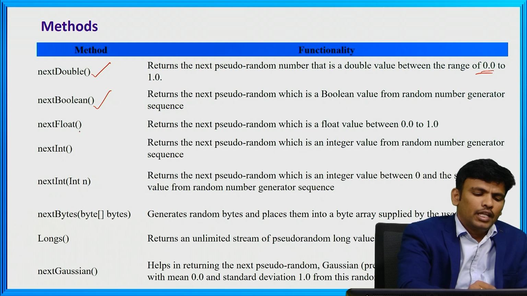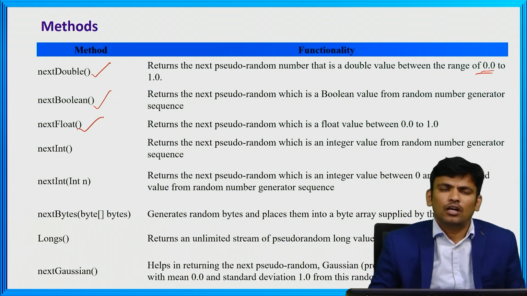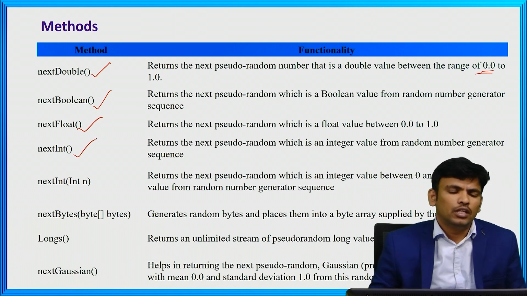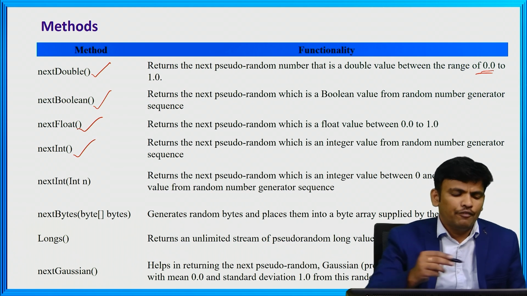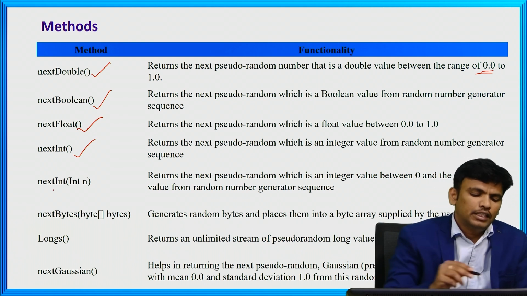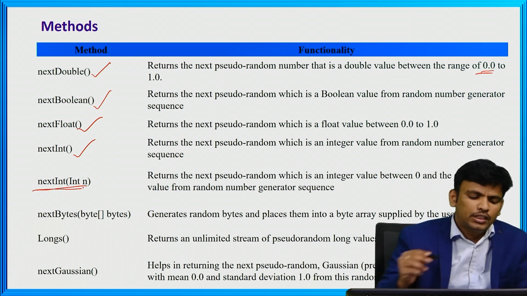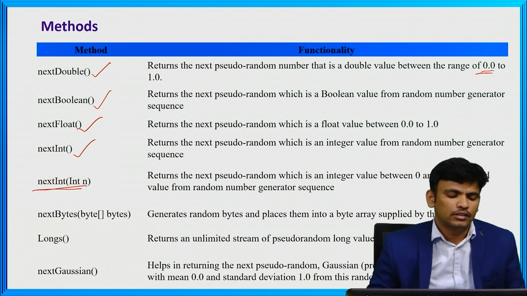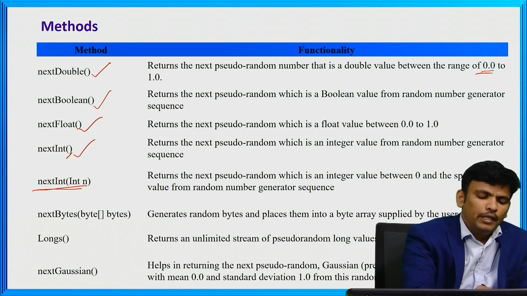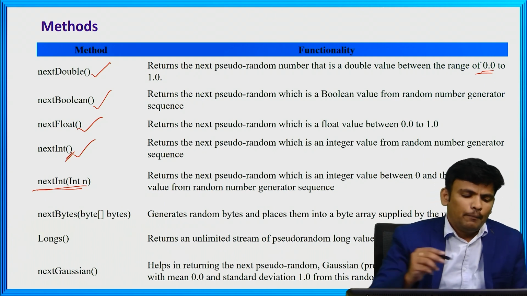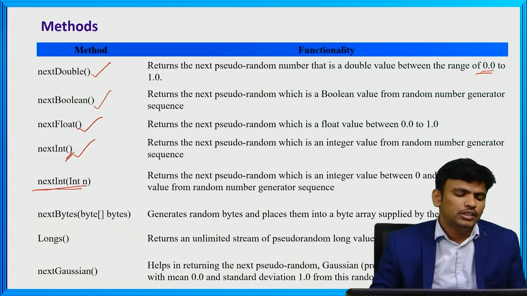If you want to generate a random float, you can use the nextFloat method. It means if you want to generate random float values, you can use nextFloat. Next, if you want to generate random integers, you can use the nextInt method. See here, for every requirement: nextInt with no argument will take the default range of the integer, meaning any number within the integer range, it will generate.